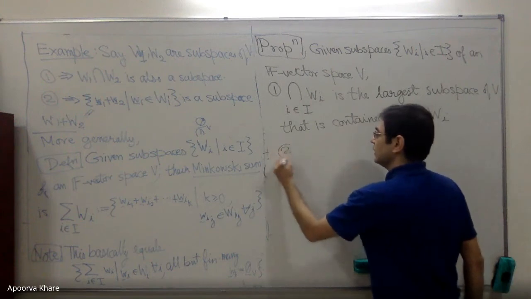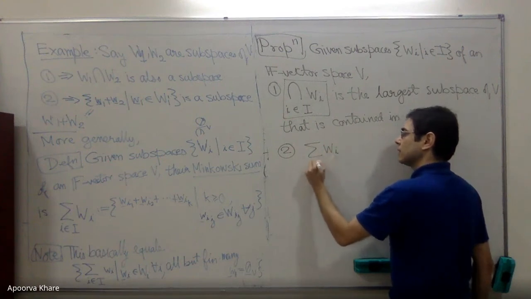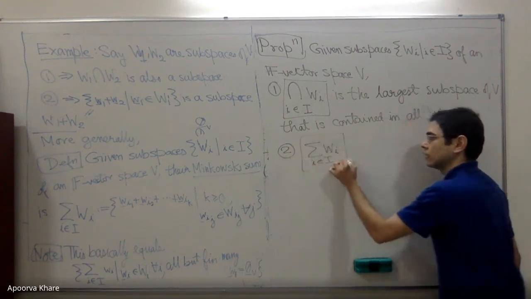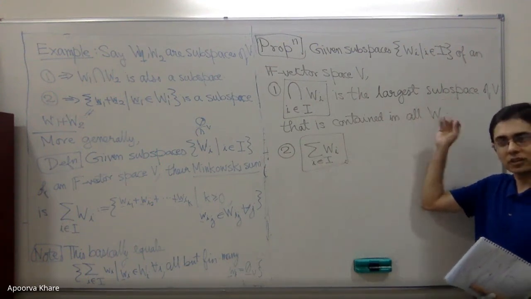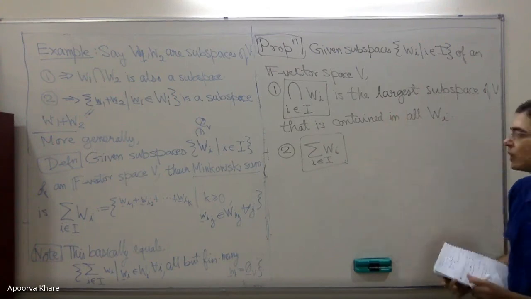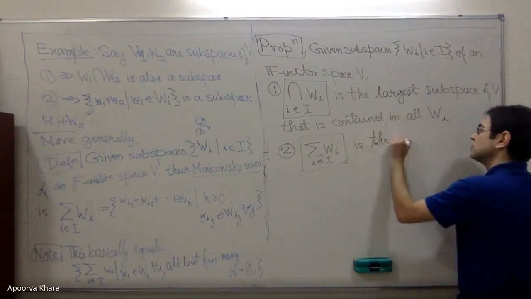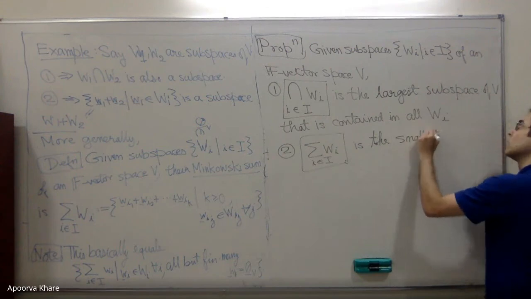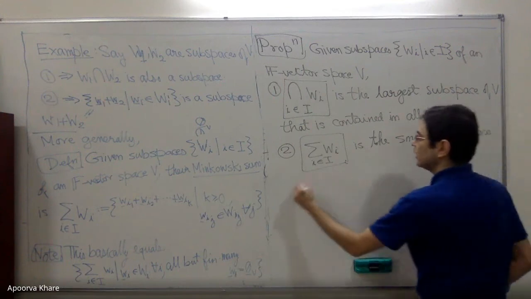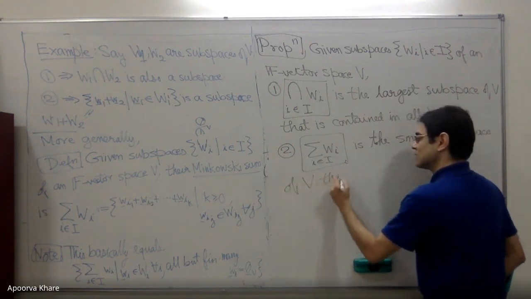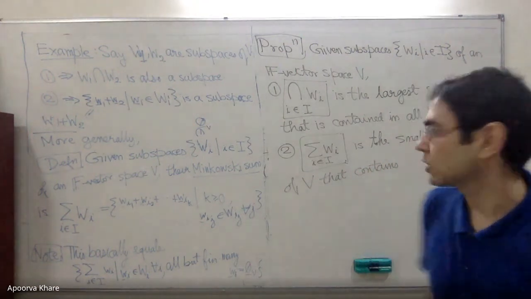And similarly, if you look at the summation of the Wi, this is the smallest. The intersection is like the greatest lower bound, the infimum, if you will, or the GCD. This is the least upper bound, or the supremum, or the LCM. Exactly parallel, it is the smallest subspace of V that contains all the Wi.